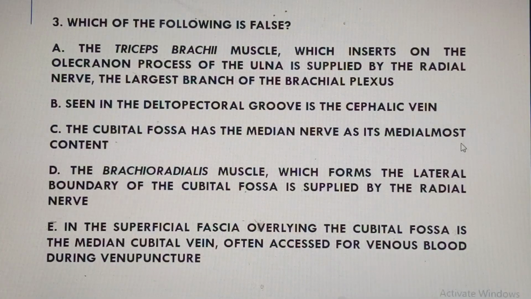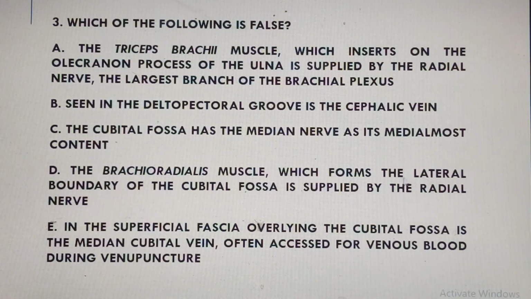That's a very true statement. Option C says the cubital fossa has the median nerve as its medial most content. Yes, that's a very true statement. MBBR, I'll show you that. Option D says the brachioradialis muscle, which forms the lateral boundary of the cubital fossa, is supplied by radial nerve. That's a very true statement.